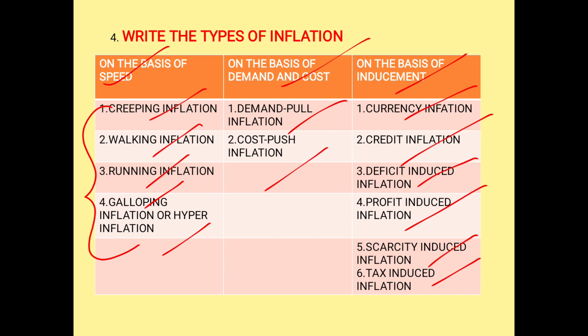What is the amount of inflation? In walking inflation, what is the amount of inflation and what is the reciprocal effect that is going to happen? In running inflation, what is the percentage and what is going to be the after effect of inflation? In galloping and hyperinflation, what is the percentage of inflation and what are the consequences of it? Okay, this alone can be explained in detail.